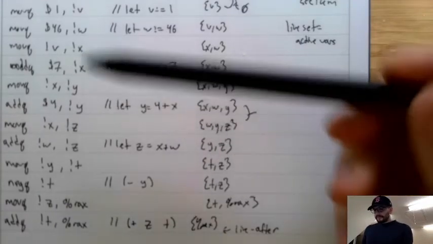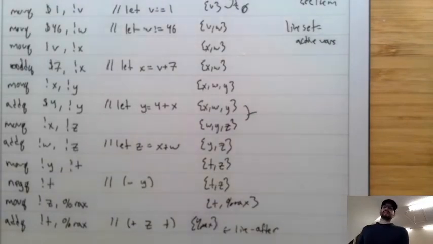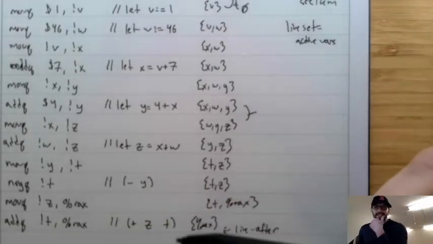So this assembly program right here, we want to analyze this program and figure out which variables are needed at every given point in time. We call that the live set, the set of variables that are active. Now, you and I can look at this and kind of just eyeball it.